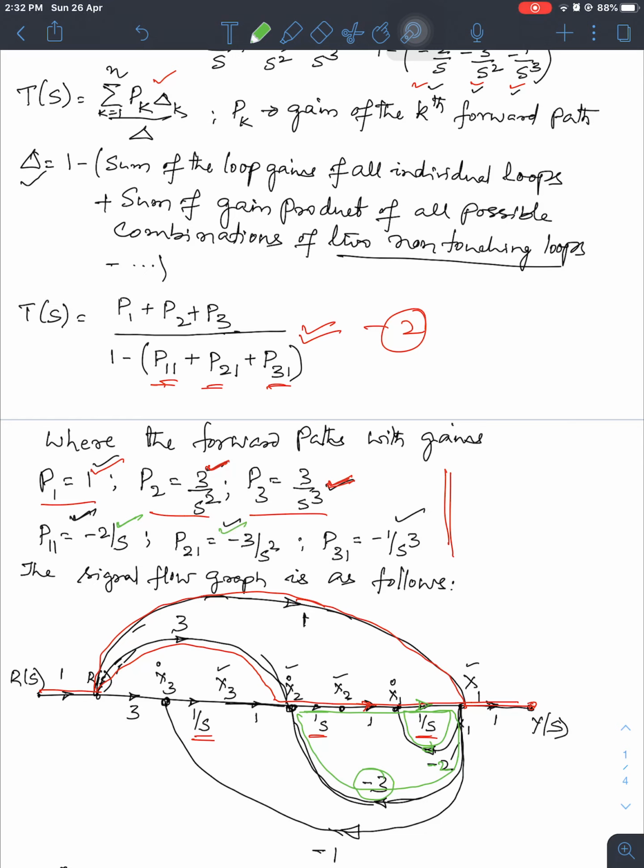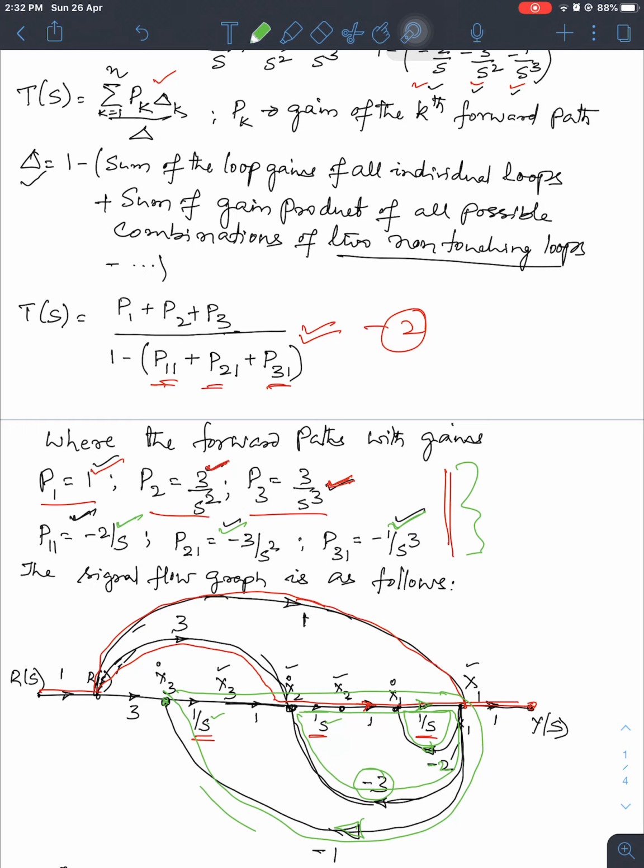The third loop again was to have minus 1 by s cube. So what we did was, we took from this node 1 by s, 1 by s, 1 by s, this entire thing we took, right? So we put one path whose gain is minus 1. So this loop now has this transfer function. Alright. So we were able to write the signal flow graph based on the identification of these quantities.